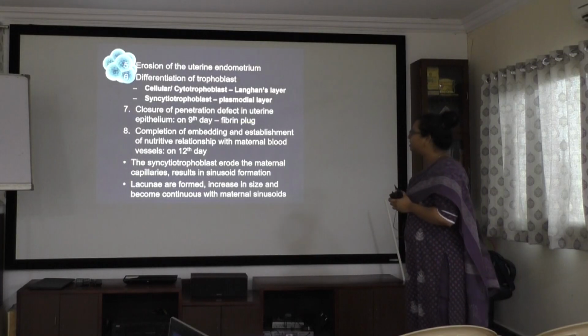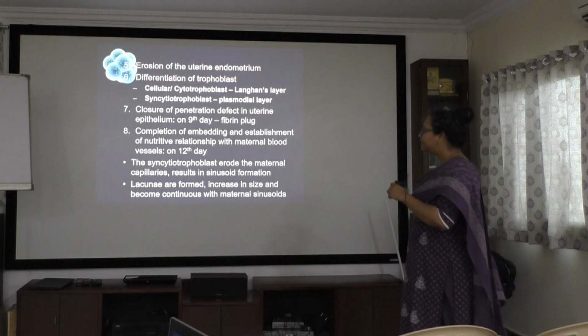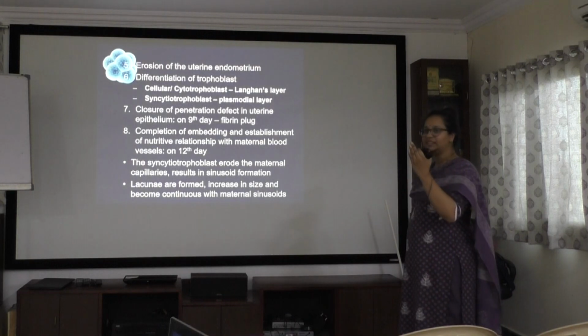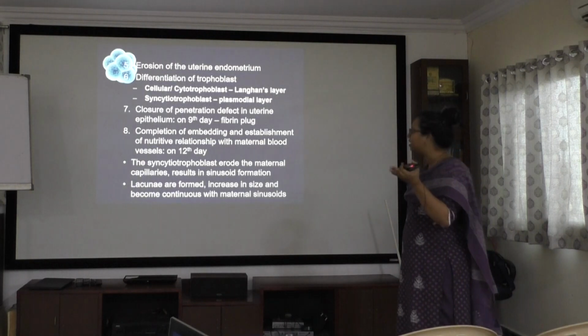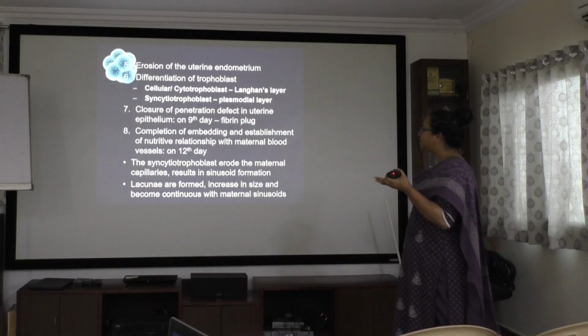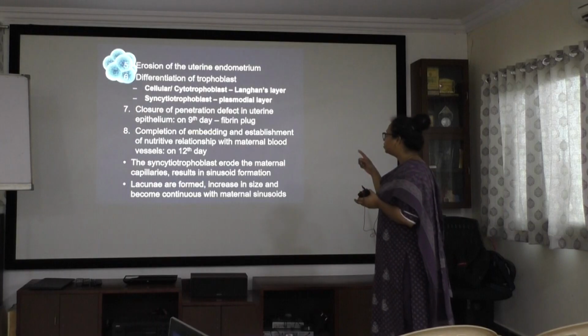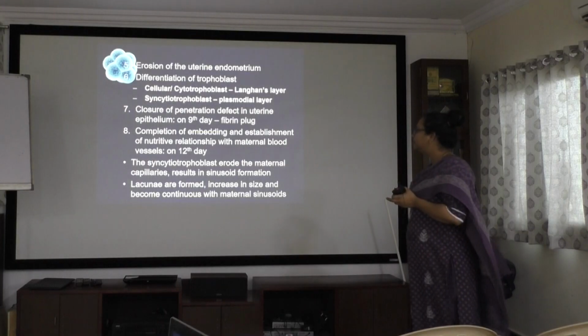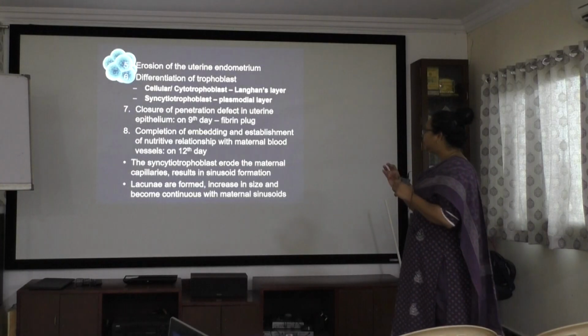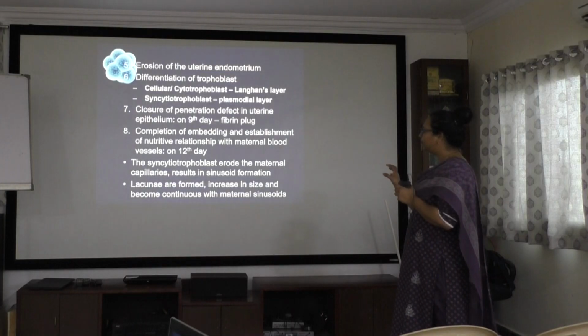Differentiation of the trophoblast: a single layer called the cellular trophoblast, and another layer is formed around the cellular trophoblast. With the loss of cell membranes, it is called the syncytial trophoblast or plasmodial layer. Then the penetration defect in the uterine epithelium is closed.